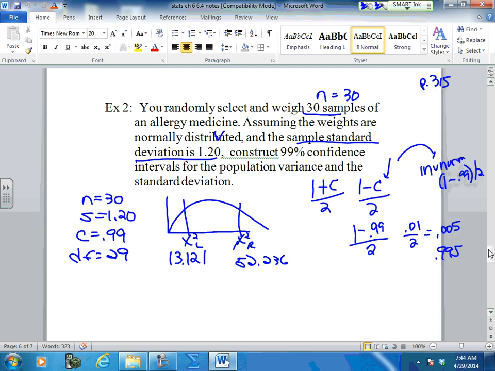Now, your formula says degrees of freedom, which we know, times standard deviation squared over your x2, and this time we're going to put the larger number here, so this is your r. Okay, this is my r1. We're going to do the variance side.